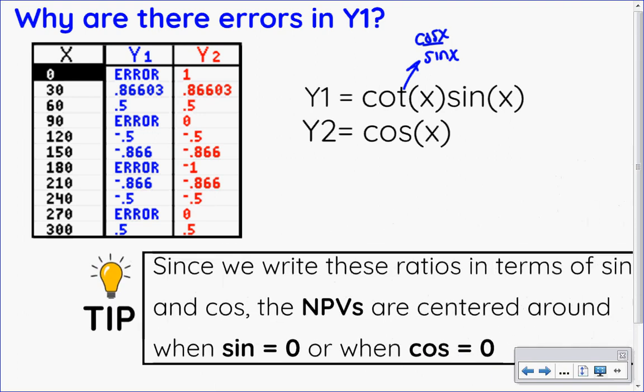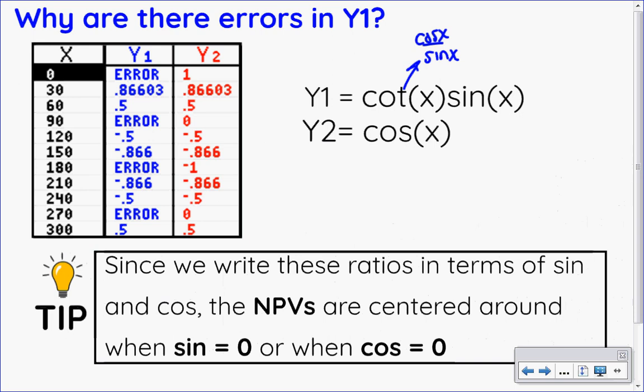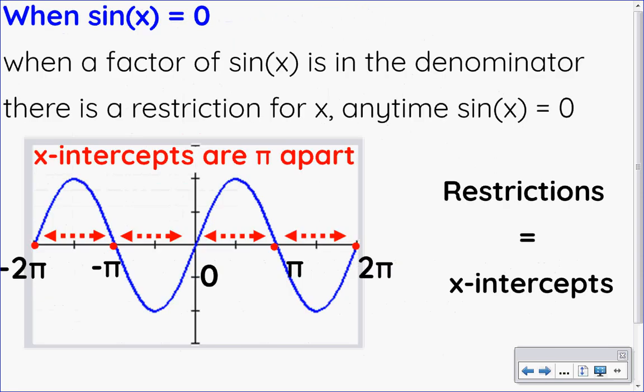So when we write ratios, we tend to write them in terms of sine and cosines. So the majority of the time, the restrictions will also be tied to when sine and cosine can't be 0. That's why we have errors at 0, 90, 180, 270. All the quadrantal angles are hitting an error because that's where sine and cosine equal 0. So we need to be familiar with when sine and cosine are 0. Anytime there is a factor where sine is in the denominator, there will be a restriction for x anytime sine can't equal 0.